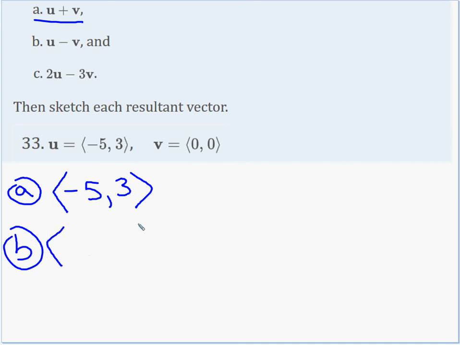And now we subtract. Same order, u minus v. Negative 5 minus 0, negative 5. 3 minus 0, 3. Same answers for A and B.